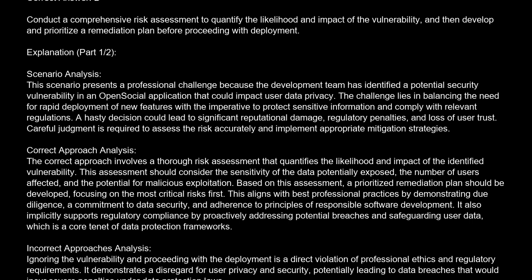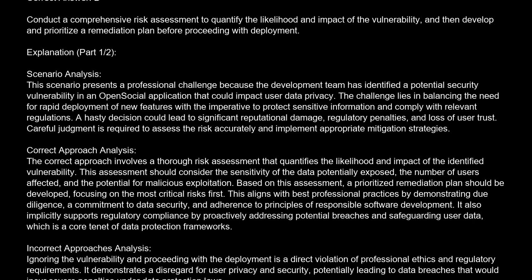Explanation. Scenario analysis. This scenario presents a professional challenge because the development team has identified a potential security vulnerability in an OpenSocial application that could impact user data privacy. The challenge lies in balancing the need for rapid deployment of new features with the imperative to protect sensitive information and comply with relevant regulations. A hasty decision could lead to significant reputational damage, regulatory penalties, and loss of user trust.